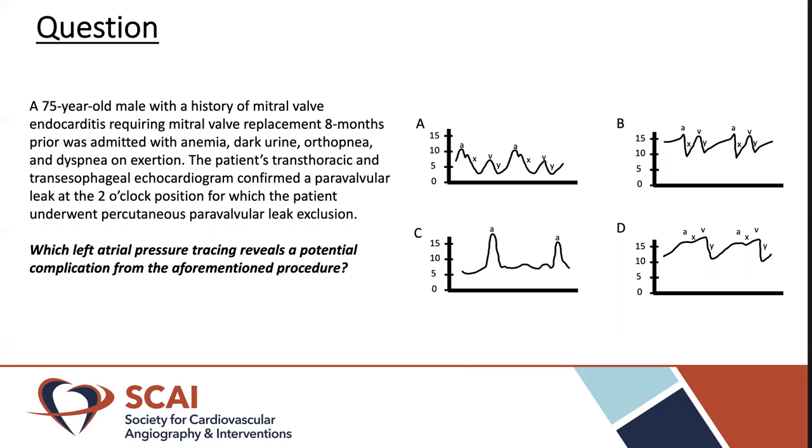Which left atrial pressure tracing reveals a potential complication from the aforementioned procedure? Option A reveals a normal atrial pressure waveform. Option B reveals a steep X and Y descent, which typically corresponds with constriction. Option C reveals tall A waves, commonly referred to as Cannon A waves. Option D reveals fusion of the CV, and we actually see an absent X descent. And this can sometimes be seen when there's mitral or tricuspid regurgitation.